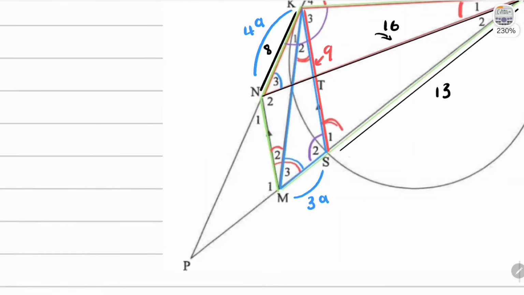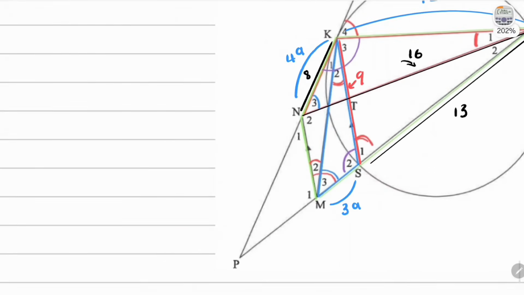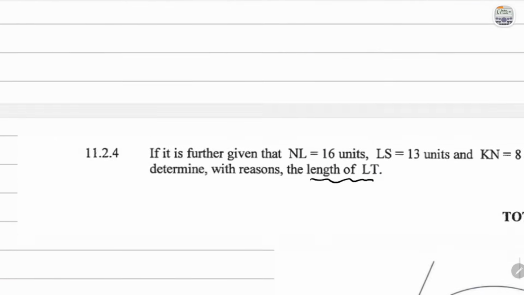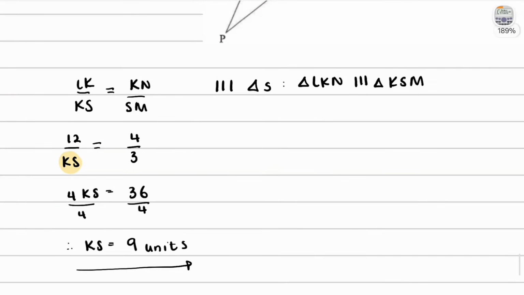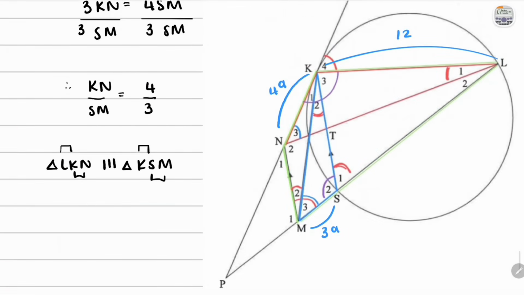So to find LM, we need MS. But here's the thing. We were told the length of KN. Remember how in the previous question we were able to use this, because we knew that KN over SM is equal to 4 over 3. This was proven in the previous question. We can use this now to finally find the length of SM, since we know what KN is.